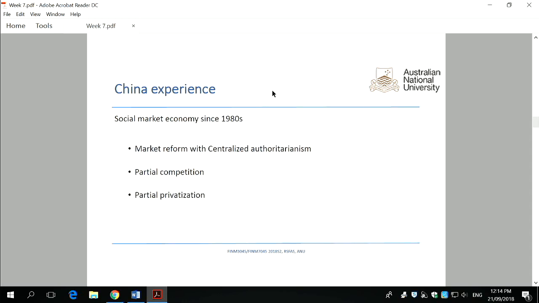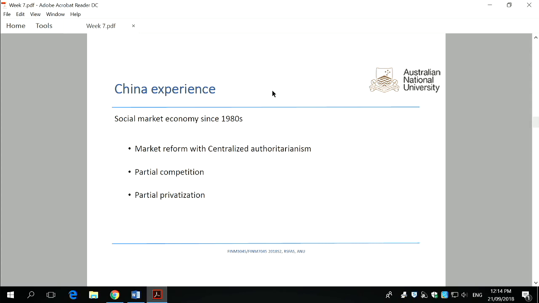And then China's experience, which you are very familiar with, is also called a social market economy. That's what China has called it since the 1980s. The difference between Germany's social market economy and China's is that China actually allows state control. It started in the 80s, with market reform but still centralized authority, and there's only partial competition and partial privatization, which most of you are very familiar with.